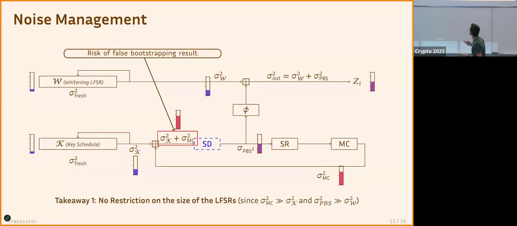But thankfully, we have some guarantees that the noise here will be bounded with some probabilities. And the good news is that the noise here is the sum of the noise here and the noise here. And as you can see, the noise here is mechanically much higher than this one. So we can take an LFSR here as big as we want, and it's never going to be a problem. So that was great for the designers.